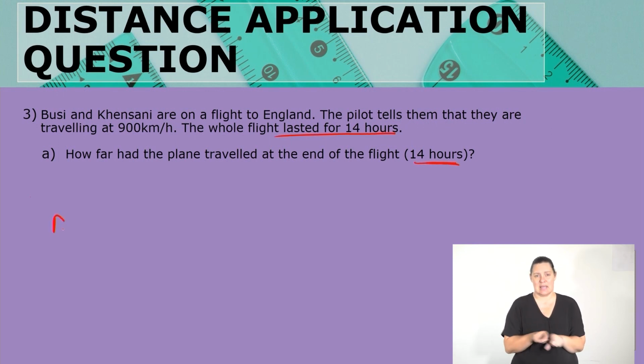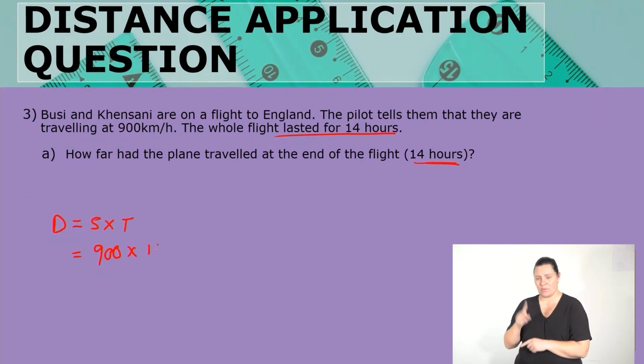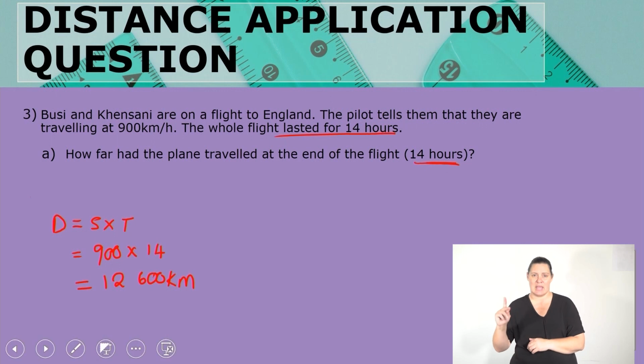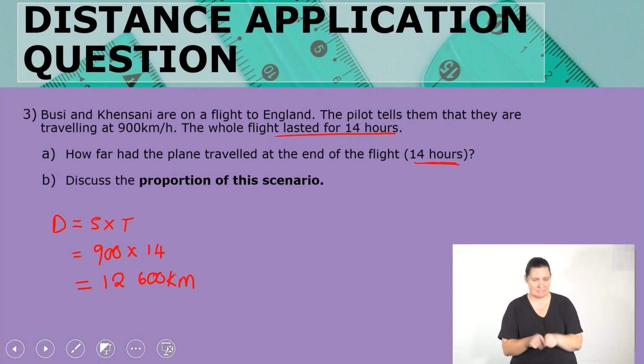Same, we are going to write down the formula for distance. That is speed multiplied by time. We are still working with the speed of 900 kilometers per hour, and we are multiplying that by 14 hours. So you punch that into your calculator, and what answer do you get? Yes, we are getting a distance of 12,600 kilometers. Did you get the same answer as me? I'm glad that you did.